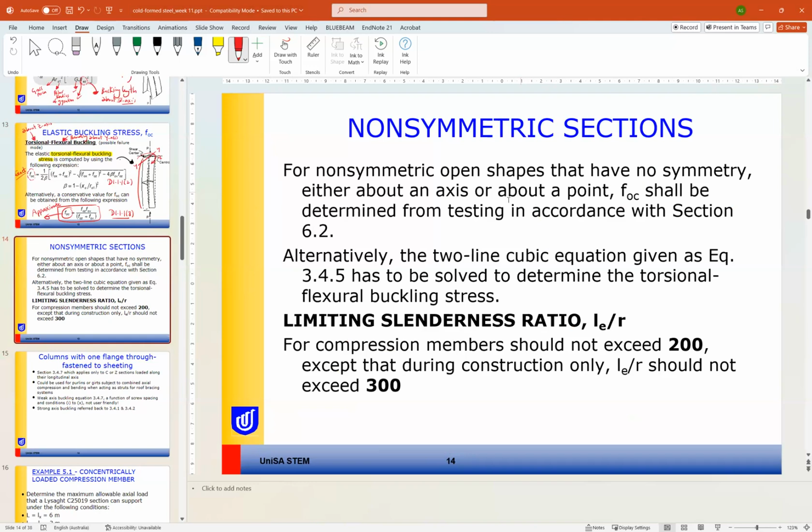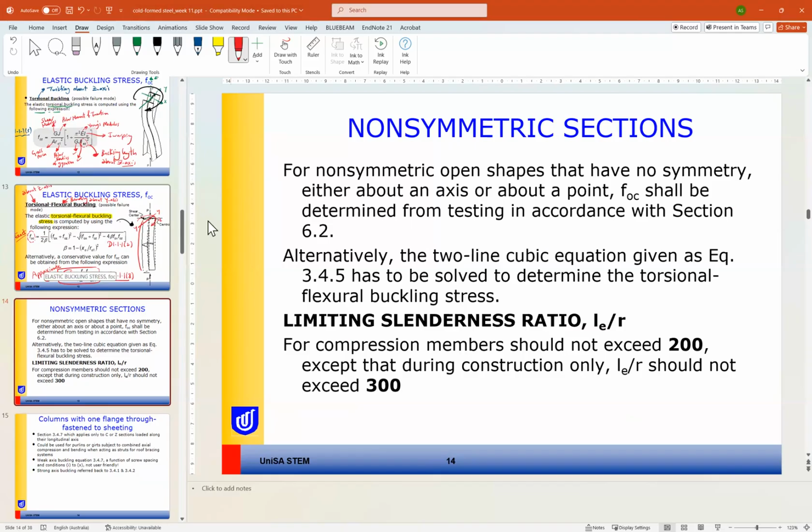Let's quickly have a look at non-symmetric sections. The first part was for singly or doubly symmetric sections. For non-symmetric sections, which we might not face in our course here but just for information, non-symmetric open shapes that have no symmetry, like angles, FOC shall be determined from testing. Okay, so for non-symmetric sections, it will be hard to find the stress using formulas, so we need to do some testing.